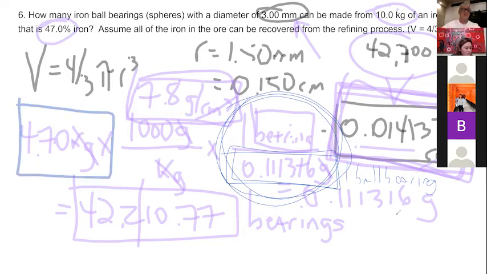That's where the 4.7 kilograms of iron comes from. We had 10 kilograms of iron ore, but only 47% of that is iron. So if we get all the iron out of 10 kilograms, that leaves us with 4.7 kilograms of actual metal. That's why I said this is a really hard question, because it's got a ton of information in here.